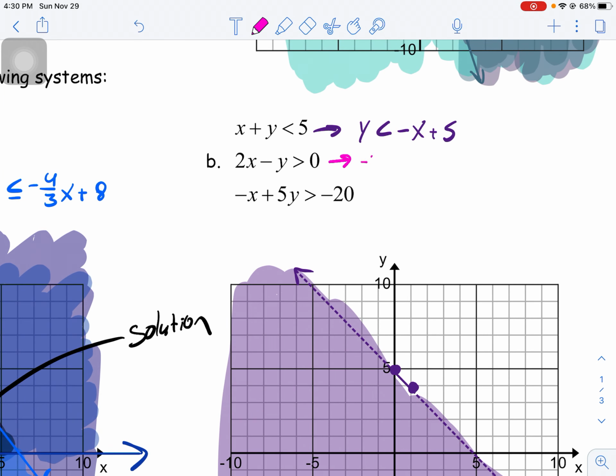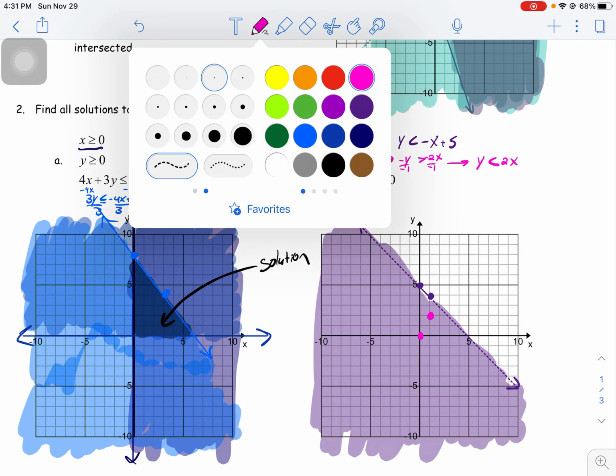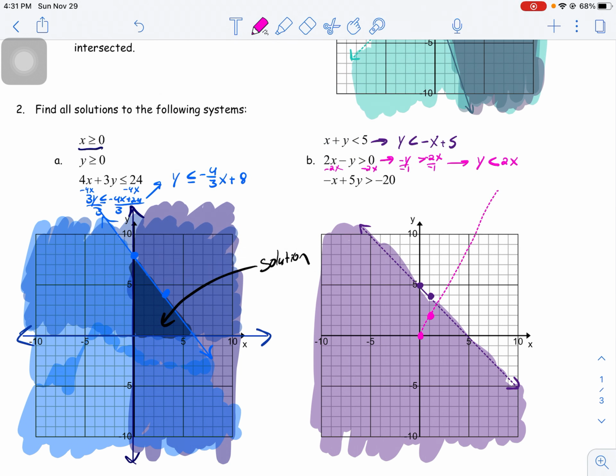So let's solve for this one. We get negative y is greater than negative 2x because we subtract 2x from both sides. Divide by negative 1, that's going to flip the sign, so it becomes y is now less than positive 2x. So it's going 0, 0. Positive 2x would be up 2 to the right 1. It is, again, a dashed line, like this, because it's just less than. So we have our dashed line, then our dashed line going down as well.